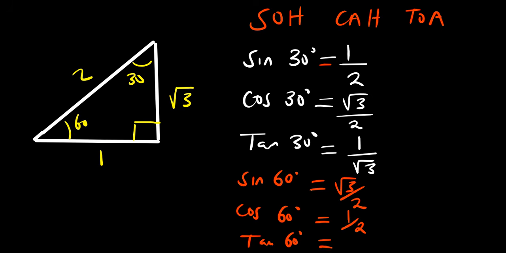Then lastly, we're also supposed to find tan 60. Tan is equal to opposite over adjacent. Opposite to 60 is the square root of 3 and the adjacent is just a 1. So tan 60 is the square root of 3 divided by 1, which is the same as the square root of 3. So this is how you find 30 and 60. That's why they're called special angles. Now what about the 45 degrees special angle?